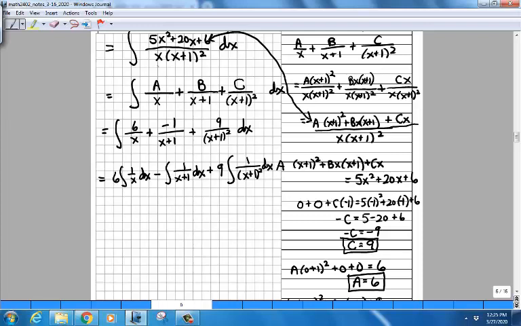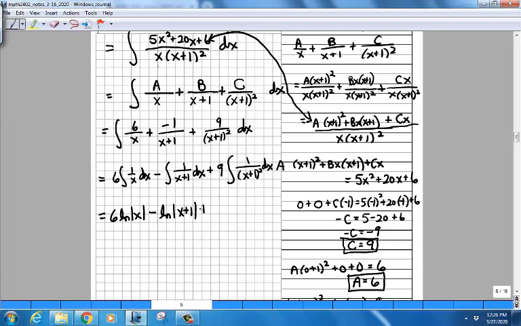And although I exchange now one integral, now I have 3 integrals to do, so that seems like I've made the problem harder. Actually, I've made the problem easier because these 3 integrals are easy to compute. What is the antiderivative of 1 over x? I believe that is natural log of x. So I have 6 times the natural log of x, minus, what's the antiderivative of 1 over x plus 1? I think that's the natural log of x plus 1.